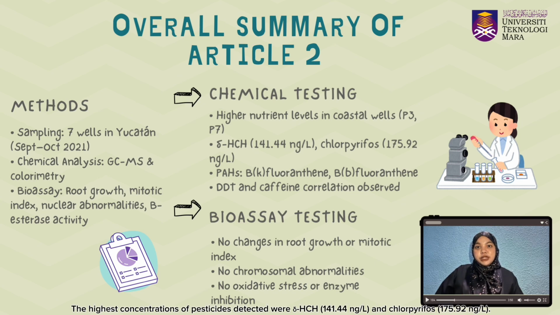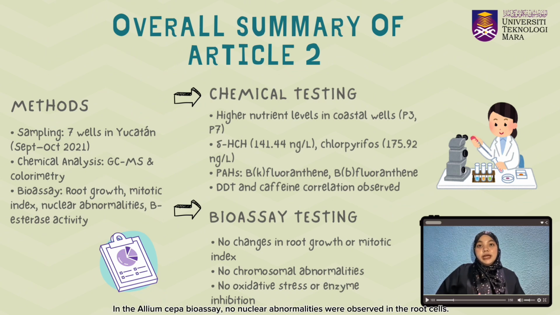The highest concentrations of pesticides detected were delta HCH and chlorpyrifos. A notable correlation between DDT and caffeine was also observed, suggesting contamination from urban and agricultural runoff. Among the analyzed PAHs, benzo[k]fluoranthene and benzo[b]fluoranthene were the most dominant. In the Allium cepa bioassay, no nuclear abnormalities were observed in the root cells.